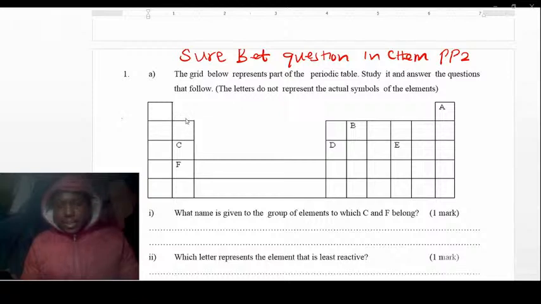We have started a series of KCSE Paper 2 sure bet questions. This one you will not miss them. So I want to promise you around 30 marks in Paper 2 that you are sure about.